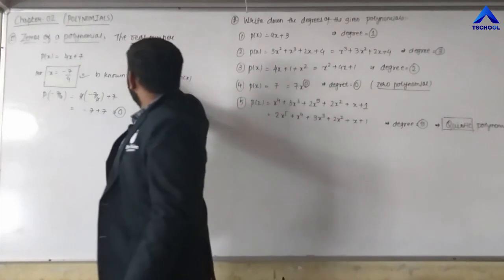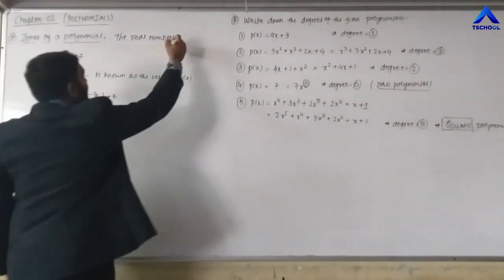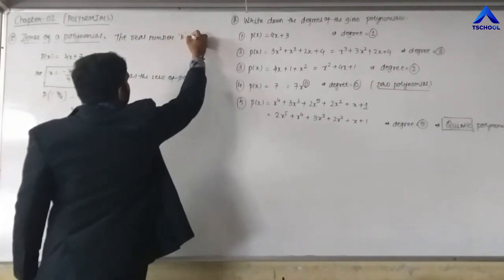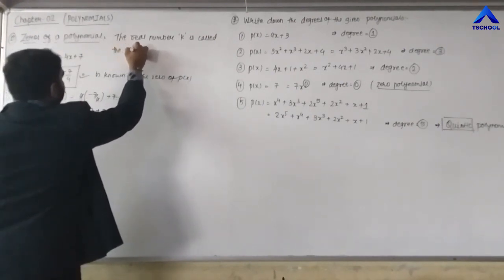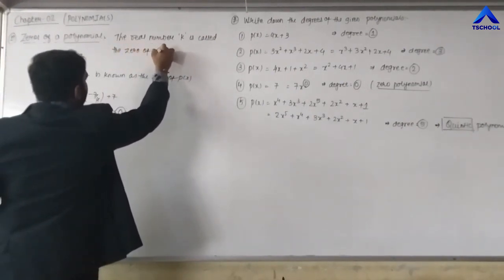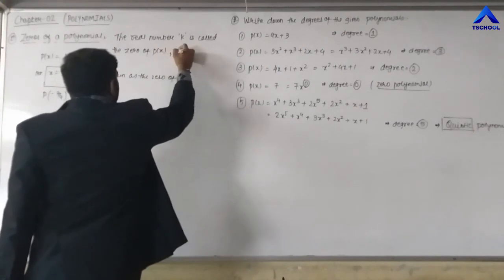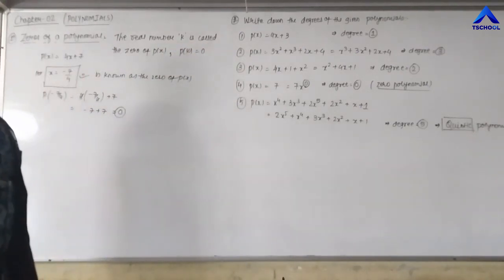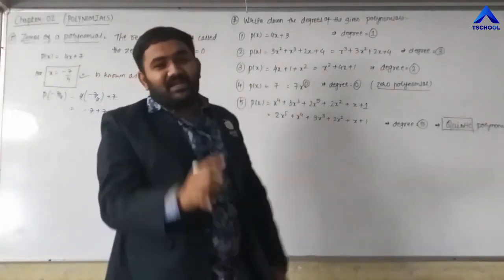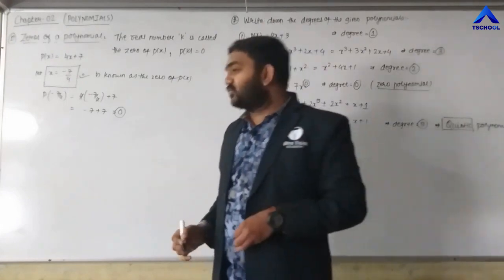So the real number, let me define that real number by k. The real number k is called the 0 of p of x, provided p of k is equal to 0. That means if I put that value of k in the polynomial, then I must get the answer 0.